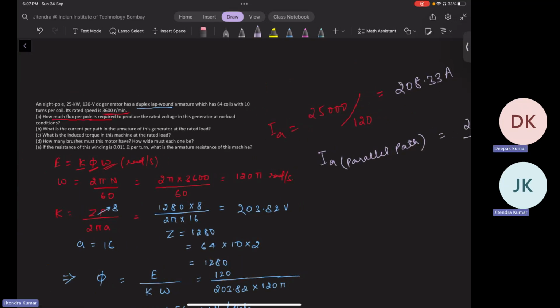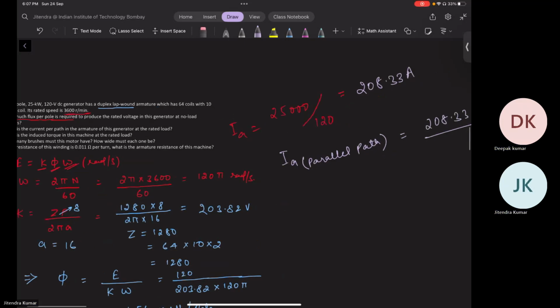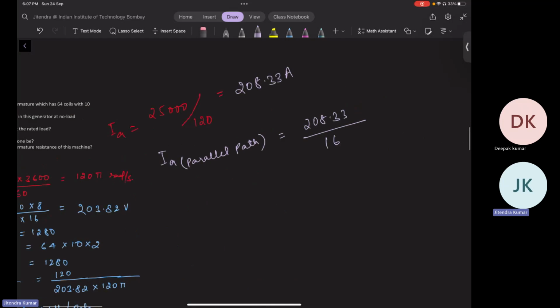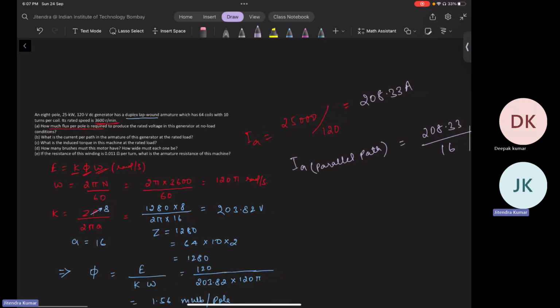8 pole and 16. Lap, 8 pole. 16. Okay, so it is 16. How you are saying 16? Sir, because it is a duplex lap winding. Exactly. So in duplex lap winding, number of parallel paths is equal to number of poles, and since it is a duplex winding, we will have 16 parallel paths in total, right?